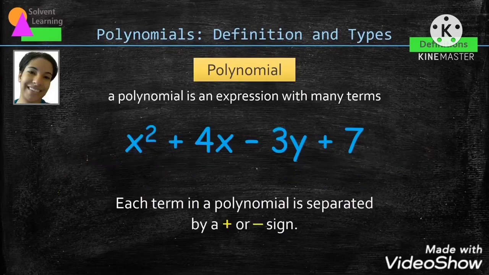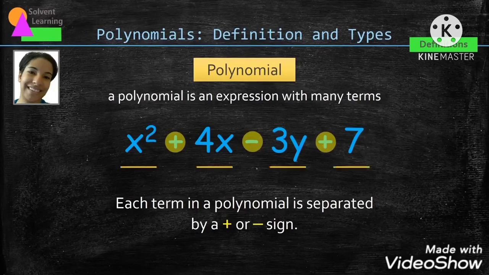Each term in a polynomial is separated by a plus or minus sign. We can see them here. Once we identify all the plus and minus signs, we can clearly see the individual terms, such as the x squared, 4x, 3y, and 7.